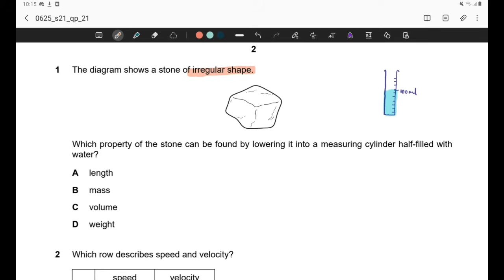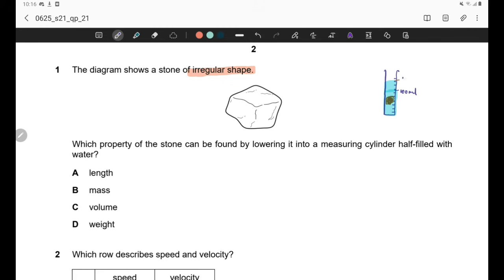In order to measure the volume of an irregularly shaped stone, if you need to calculate the volume of this stone, what we have to do is put this stone inside the measuring cylinder. So the water level will increase because of the volume of this stone, and we can check what is the new measurement of volume.